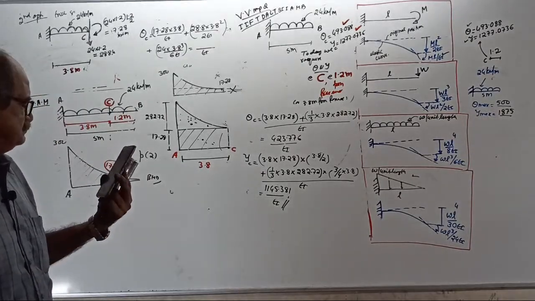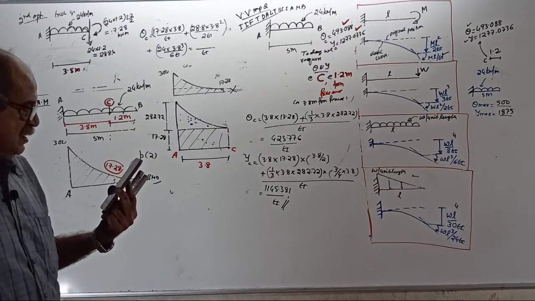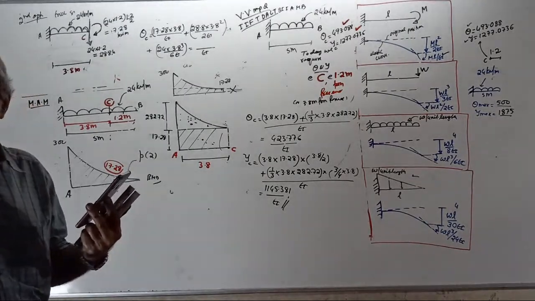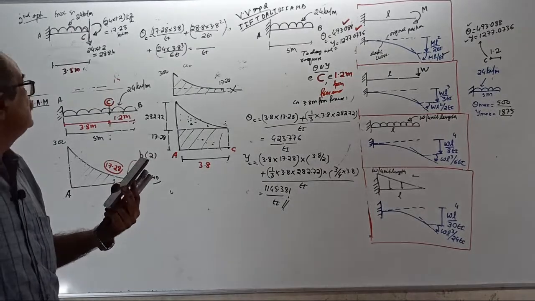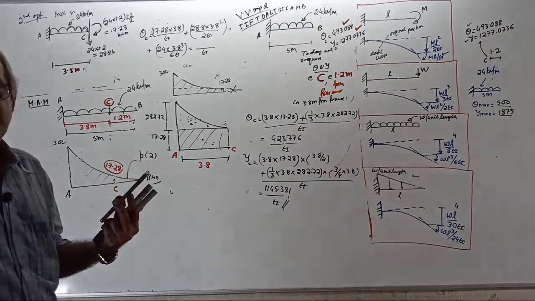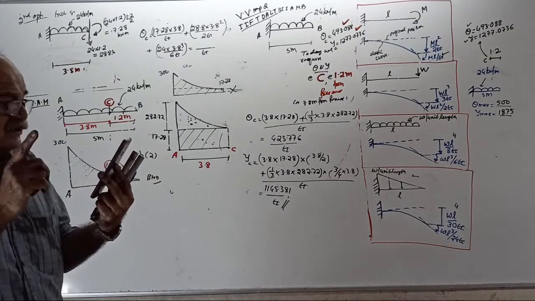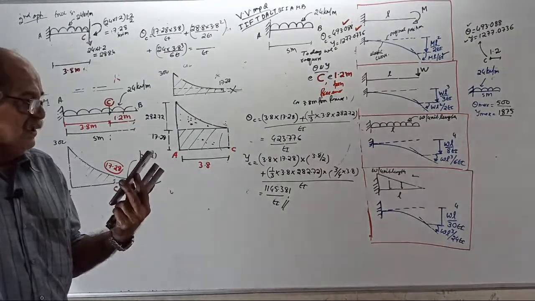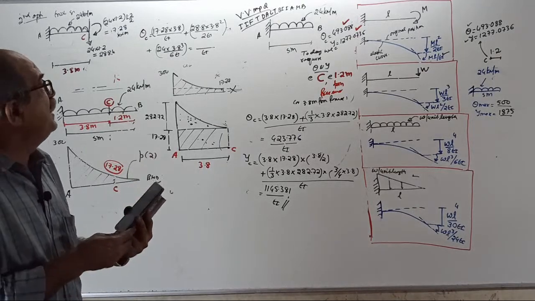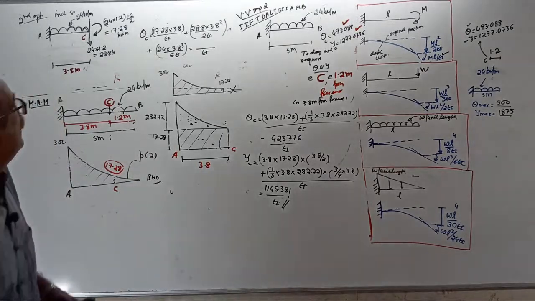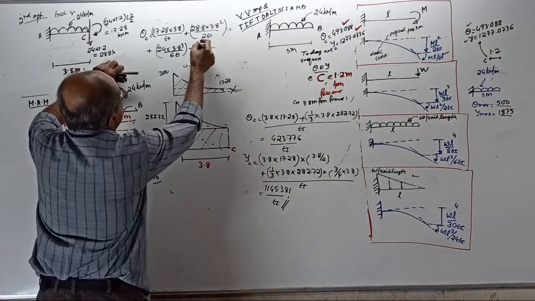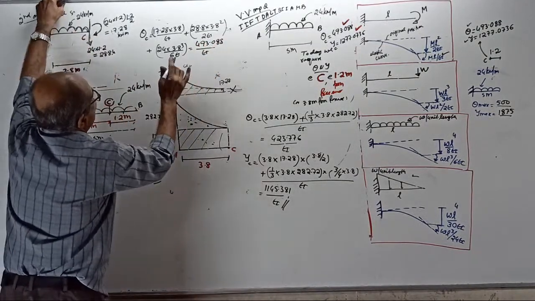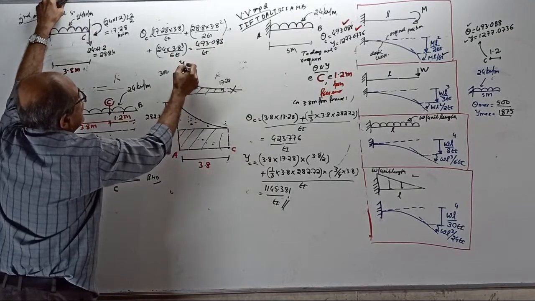Calculate the slope first. I told you last time, the next class is very, very important, especially for concept. Learn this concept, it will improve. 493.088 by EI. And next, deflection at center.